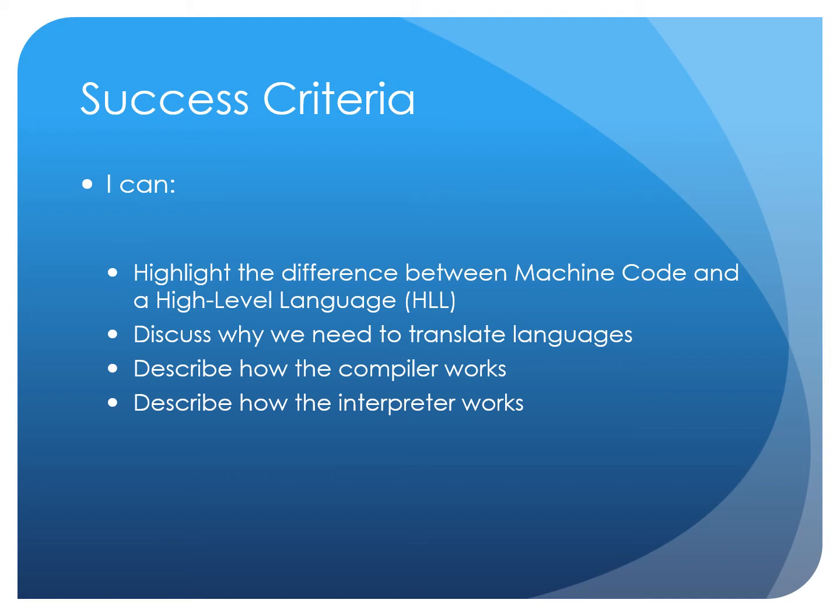As with every lesson, we have a series of success criteria which should be referred to on a regular basis throughout the lesson. For today, our success criteria is: I can highlight the difference between machine code and a high-level language. I can discuss why we need to translate languages. And I can describe how a compiler works. And I can also describe how an interpreter works when translating.